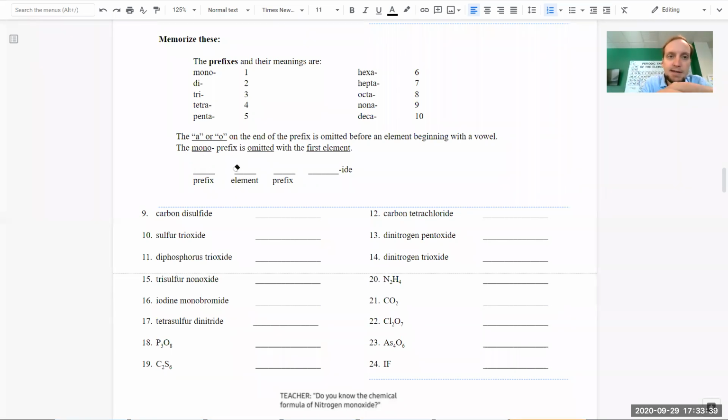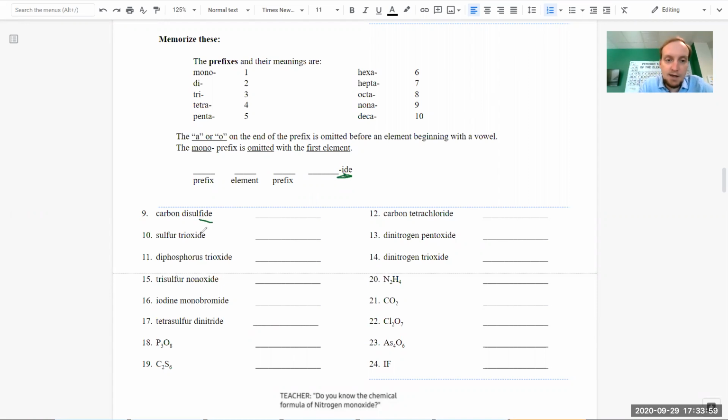Then you have the name of the element next, and so that's the first element. And then over here you have the second element, another prefix. And notice the ending is always going to end with "ide." That was not the case with the ones up there, the divalent ones, because again they're a little special. But they're always going to end in "ide."